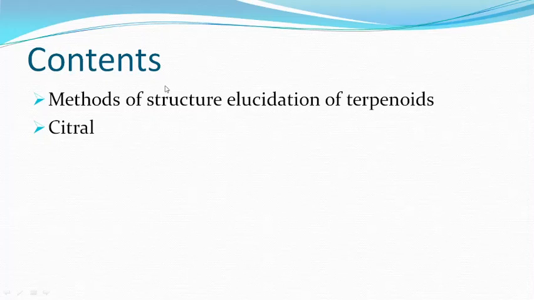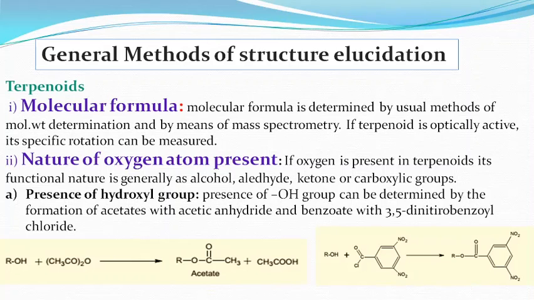Hello students, today we will discuss two important points. First is the methods of structure elucidation of terpenoids and second is a very important compound, citral. General methods of structure elucidation.